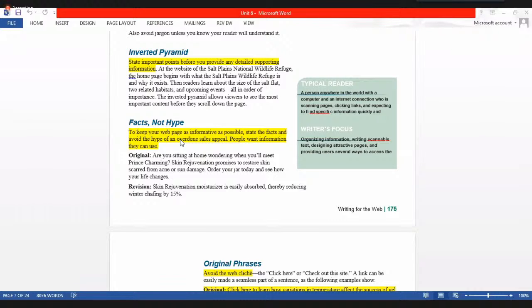So not hype, only facts. Keep your web page as informative as possible, because people need information, people want information they can use. When they go to different websites, they need information, and whatever information they need, if they find it in a certain site, then that site becomes favorable for the readers. Readers like that site. So that's why make your web page informative by using facts.